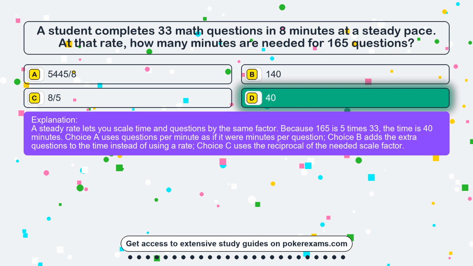A steady rate lets you scale time and questions by the same factor. Because 165 is 5 times 33, the time is 40 minutes. Choice A uses questions per minute as if it were minutes per question. Choice B adds the extra questions to the time instead of using a rate. Choice C uses the reciprocal of the needed scale factor.